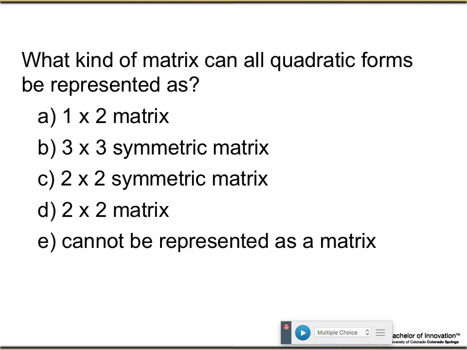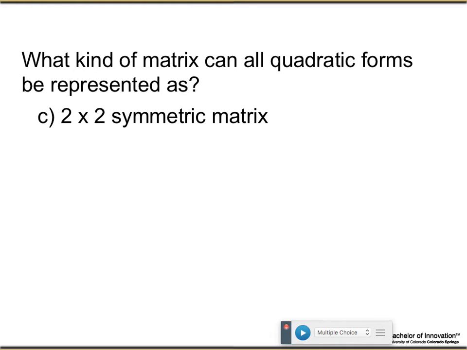Okay, so the correct answer is C, and C is more correct than D, right? Yes, it is a 2 by 2 matrix if it's a 2 by 2 symmetric matrix, but 2 by 2 symmetric matrices were described in the chapter as what we're looking for, and there are 2 by 2 matrices that are not symmetric that do not describe quadratic forms, right? So that's why we want the answer to be C.